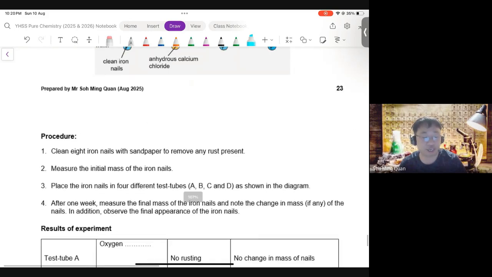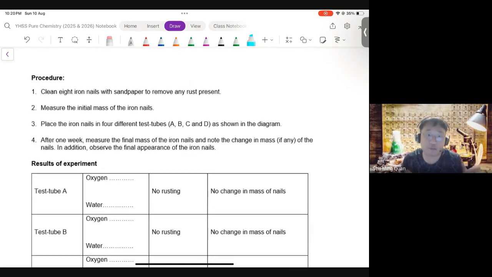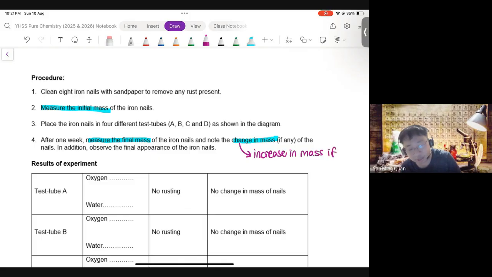Now you can look at the procedure. To do this experiment, basically you clean 8 iron nails, can be 10 iron nails, can be 5 iron nails, doesn't matter. It's a reasonable number. So clean the iron nails with sandpaper first to remove any rust that's already present. Now you must measure the initial mass of the iron nails. Place the iron nails into the 4 tubes ABCD and measure the final mass. Now, note the change in mass. What is this change in mass? There should be an increase in mass if rusting happens.